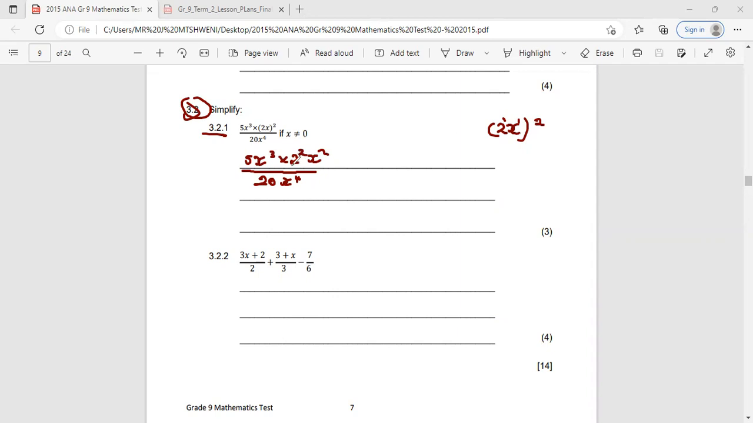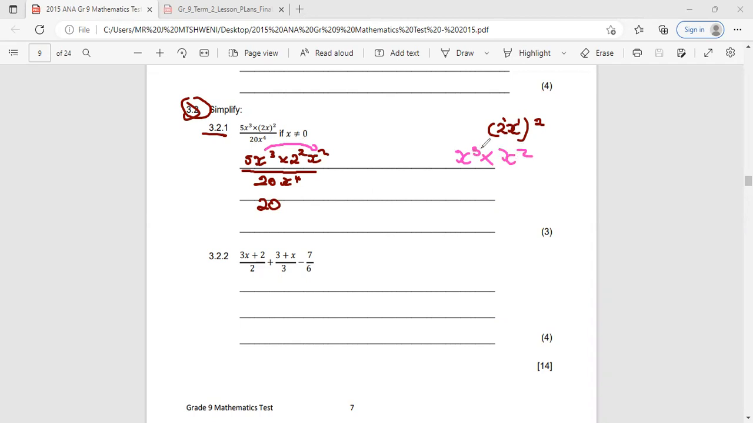2 to exponent 2 is equal to 4. So 5 times 4, 5, 10, 15, 20. Then this is 20. Let's just write it here: 20, x cubed multiplied by x squared. It's like this: x cubed, which is x to exponent 3, times x to exponent 2.